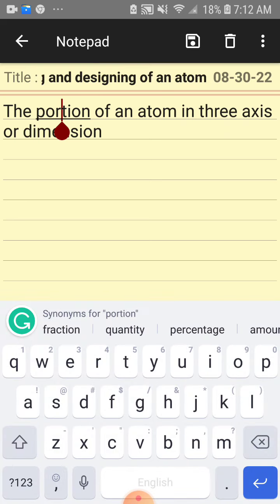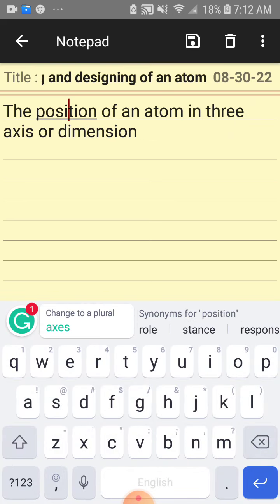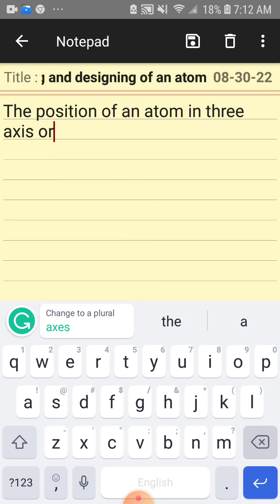So today I'm going to talk about the modeling and designing of an atom. First of all, what is modeling and designing of an atom? The modeling and designing of an atom basically means the position, not portion, the position of an atom in three axes, right? So we're gonna move to the second.